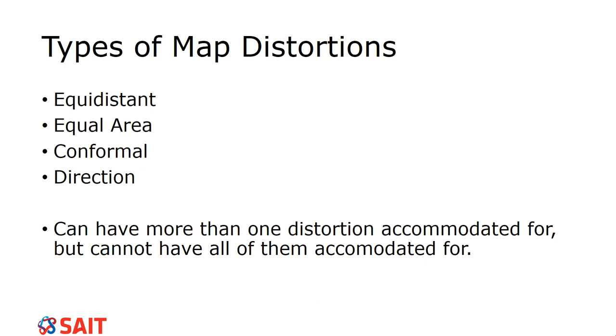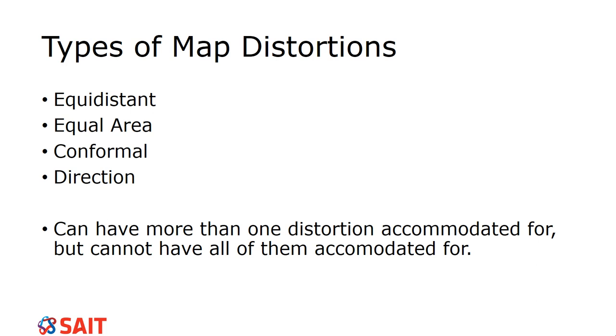So what are some of the different kinds of distortions? Well, we have equidistant, which means that the distances are equal all the way around the map. That means that it is scale accurate. So you would have a scale on here and the scale would make sense and you could use a ruler to determine your distances. That's not always possible with every single type of projection.